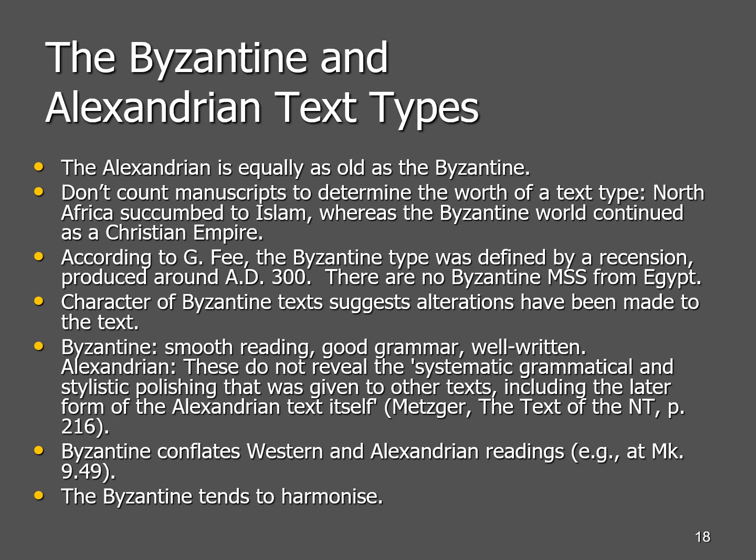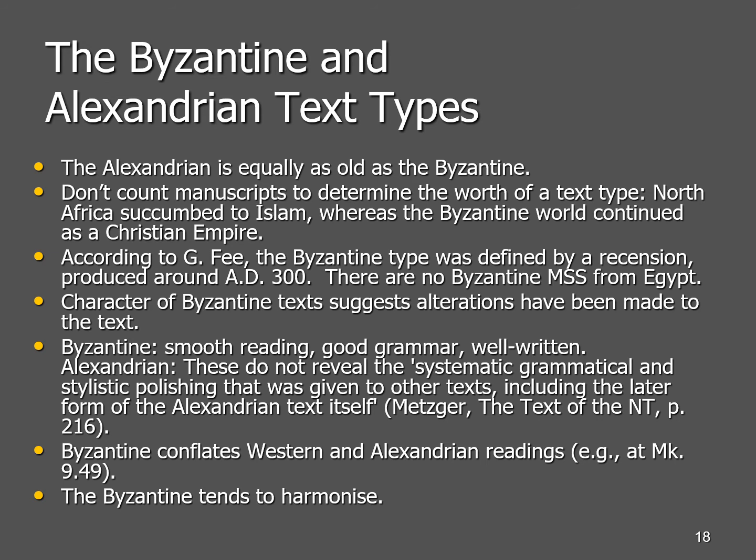According to Gordon Fee, the Byzantine type was defined by a recension around probably AD 300. And we have no Byzantine manuscripts from Egypt. The character of Byzantine texts suggests alterations have been made to the text. Now, that kind of a point needs to be looked at by people who read a lot of these manuscripts. And since we're not coming anywhere close to that in this course, this is a point that you're asked to accept from scholars whose business it is to do textual criticism.